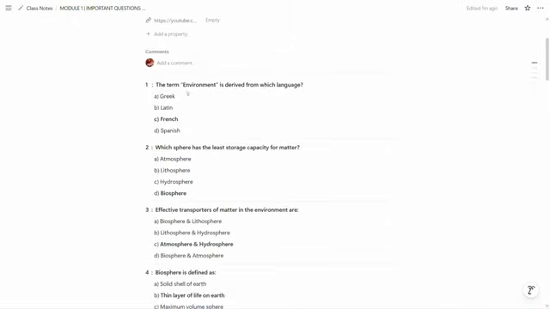So our first question is, the term environment is derived from which language? So C option is correct. It is derived from the French language.